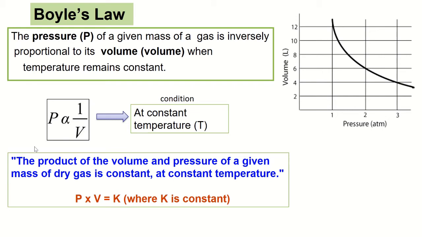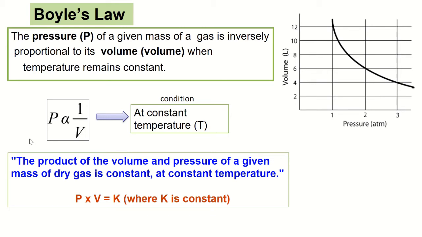But this statement will work on one condition. This is the condition with this rule, with Boyle's law, or with this formula. If this condition is not satisfied, this rule will not work. So what is this condition? The pressure of the gas is inversely proportional to the volume at constant temperature. When the temperature of the gas is constant, otherwise this rule will not work.